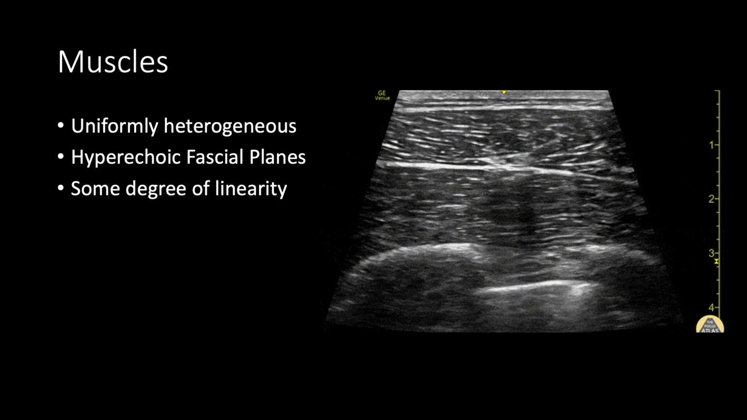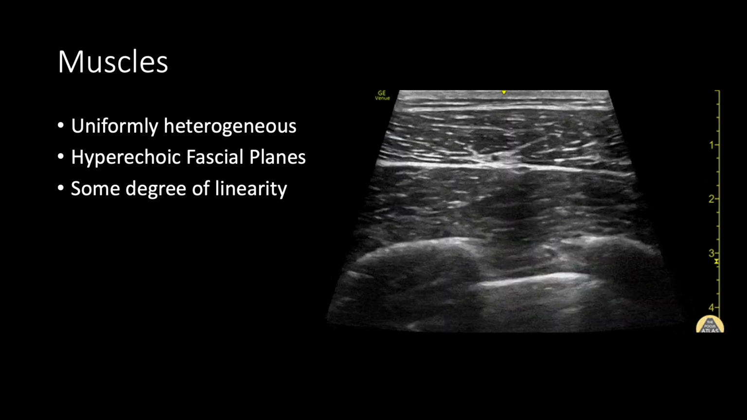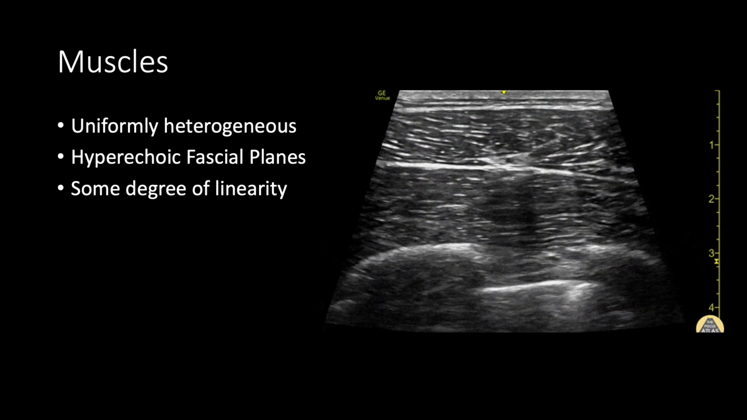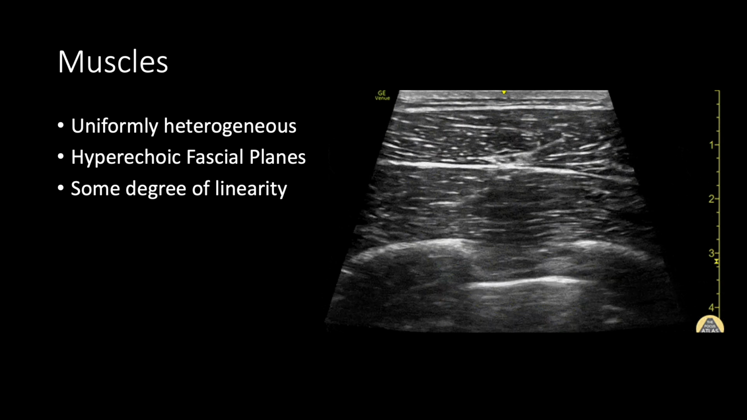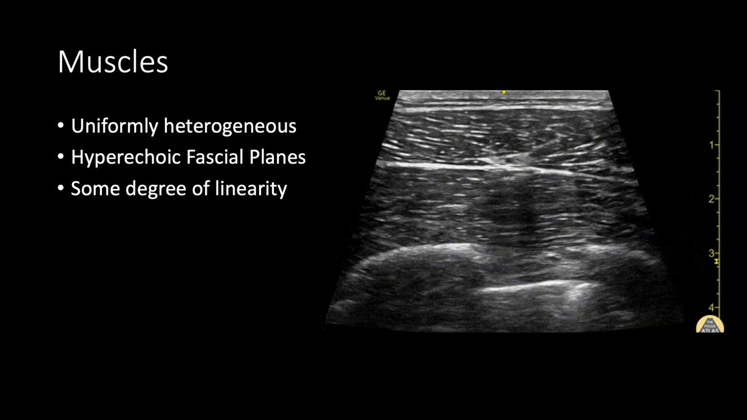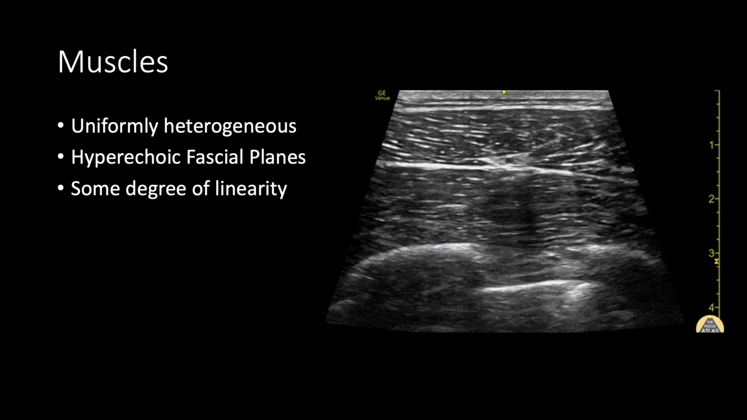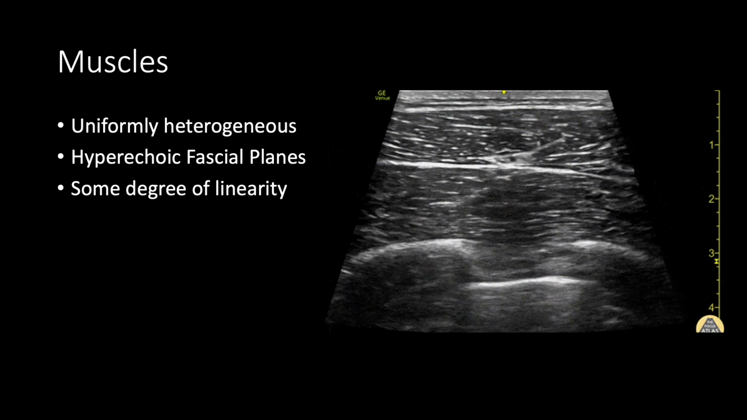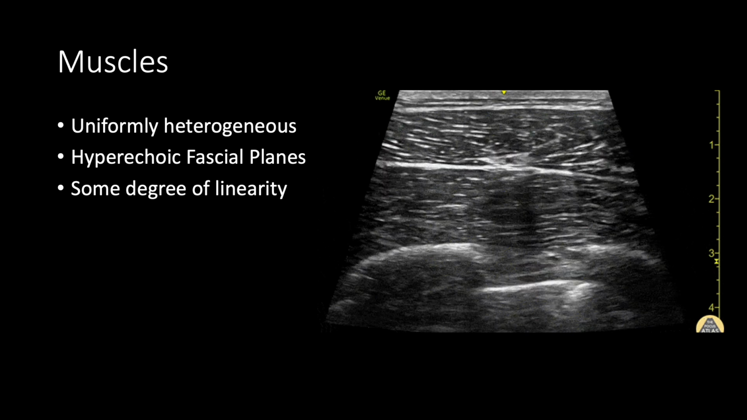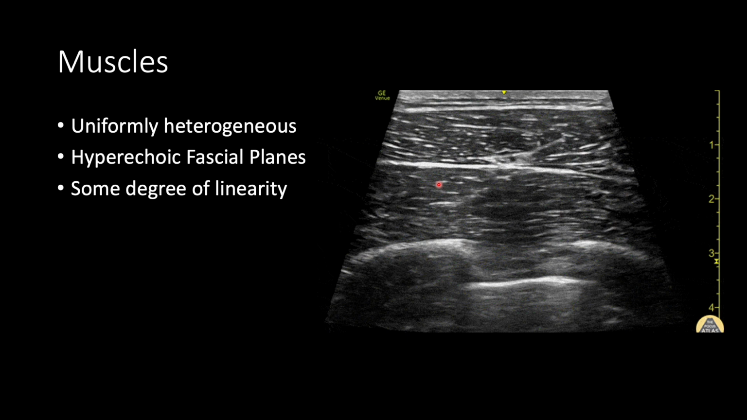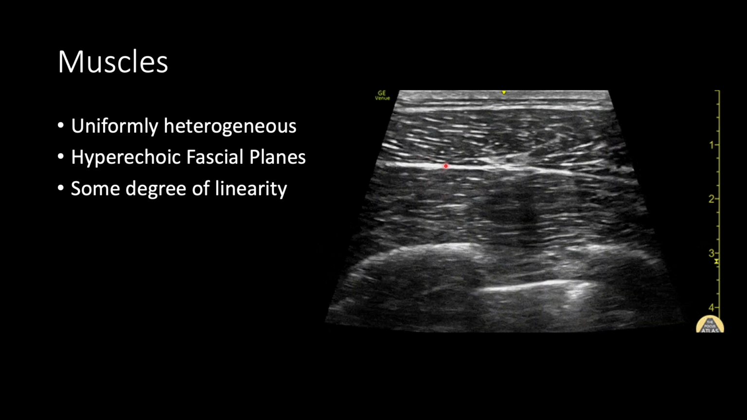Small fascial planes wrap around the muscles, and fat collections within the muscles will help give it these small little white foci in an otherwise hypoechoic field of myocytes. I hope that you can appreciate the large fascial plane between the muscles, which is the bright line seen, let me get my pointer out, right here in between these two muscle planes.